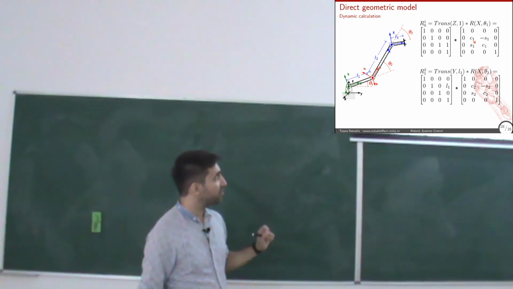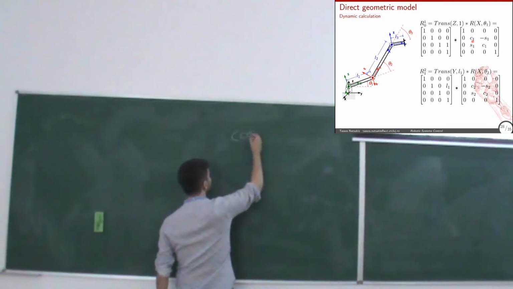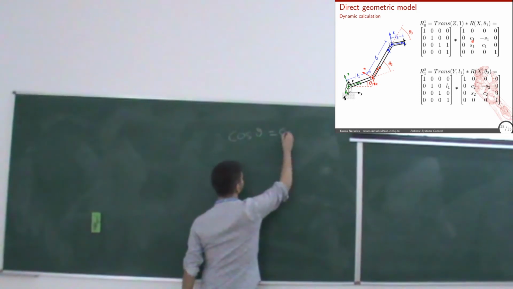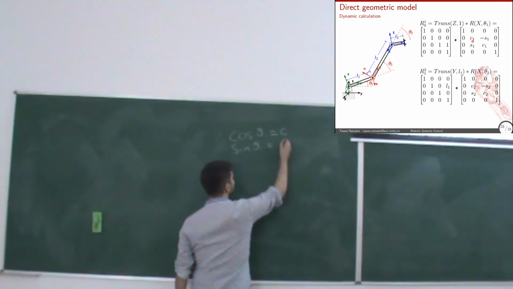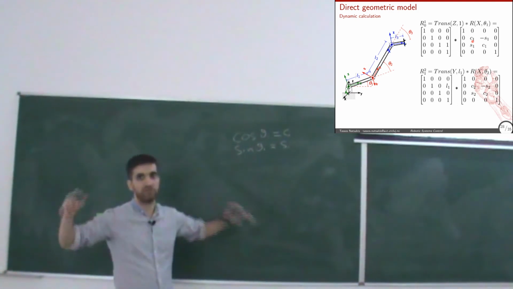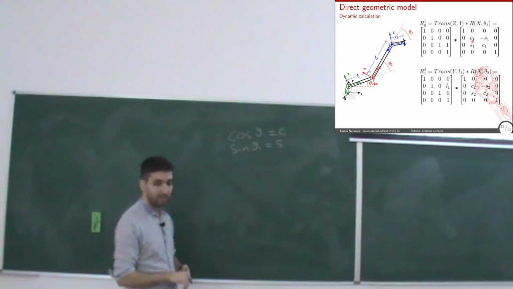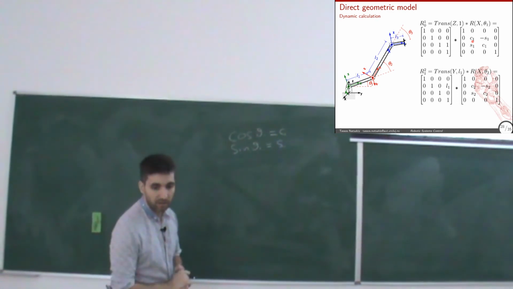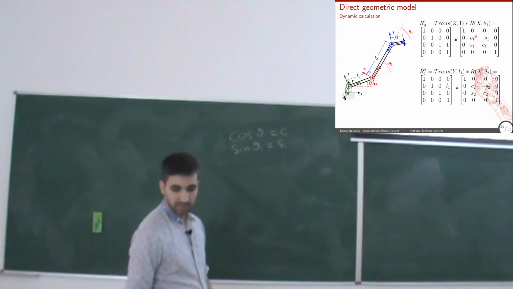Small thing, notation-wise. I forgot to add this on the slide. Cosine of theta 1 we usually write as C1. Sine of theta 1 we write as S1. So we don't write cos theta every time. Okay, a bit more tidy. So that's why you see here C1, S1, C2, S2, for theta 1, theta 2. Basically, this is the transformation matrix for rotation around x by an angle theta 1.